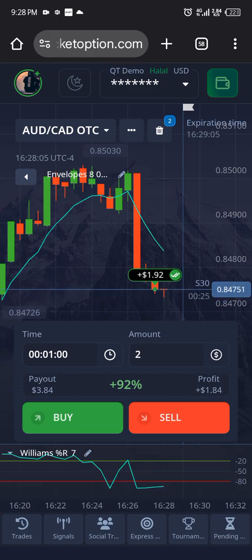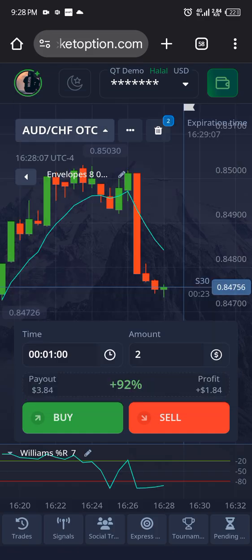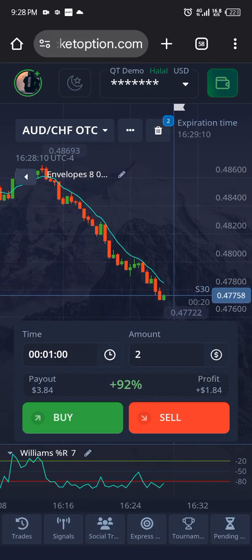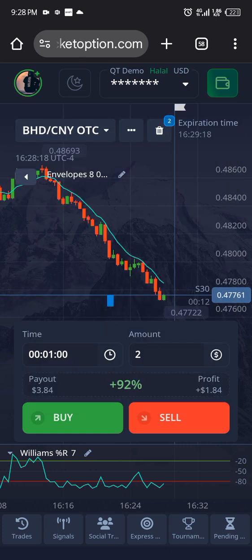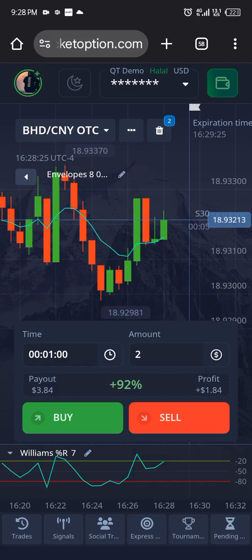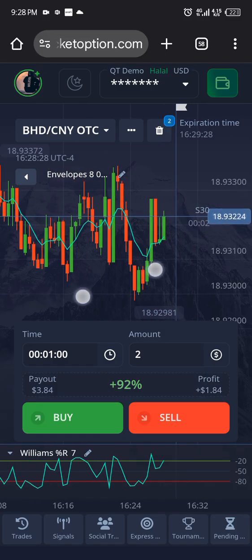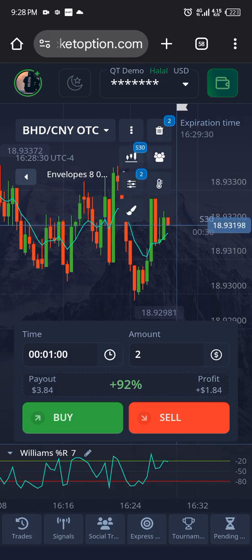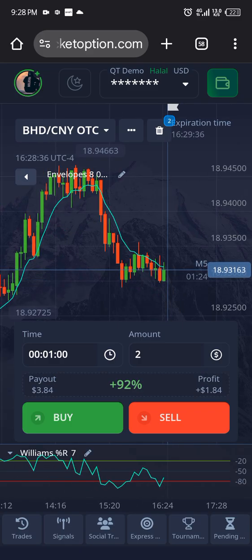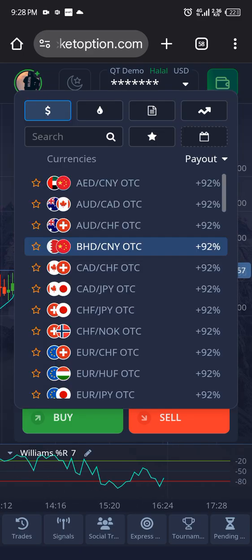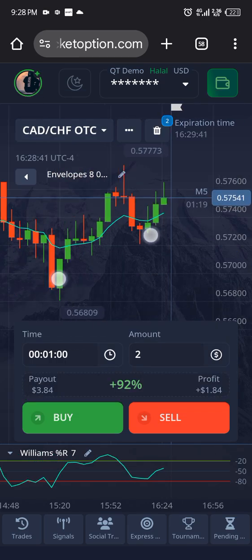Let me find another entry and see how it will go. This one I don't have the confidence and the conviction to enter because already it is in sell and the sell is already exhausted. So let me see if I can have the confidence in this pair. The network is a little bit slow, but let me see if I can have the confidence here to execute this trade. No, no.